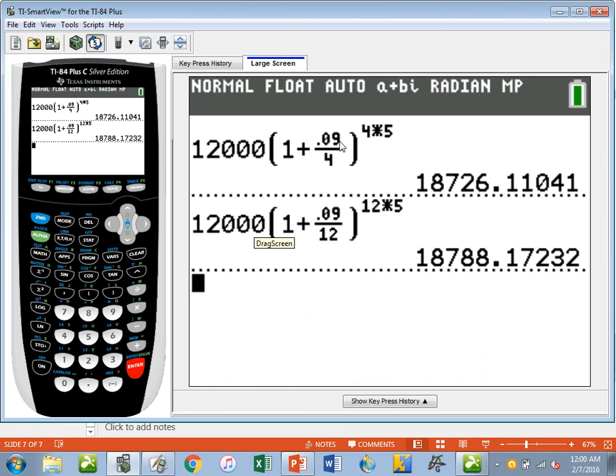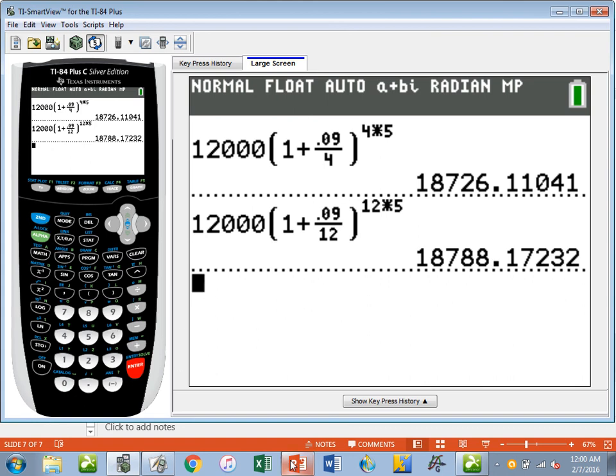So one thing to notice about this is that I still had the same amount of money, the same interest rate, and the same amount of time that the money was in the bank. But because my interest was computed more often, monthly instead of quarterly, the balance does increase. It increases by about $62. So just from having your interest compounded more often, your balance is something a little bit more.